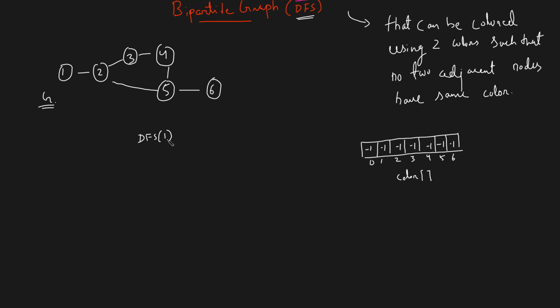Now, when you're starting the DFS from node 1, you can definitely see that node 1 is not colored. So please make sure you color it with 1 or 0. This is the starting node, so it doesn't matter what you color it. What matters is that the next adjacent nodes should be of opposite color, right? DFS 1 is colored with a 1.